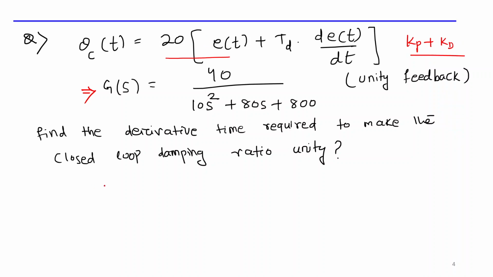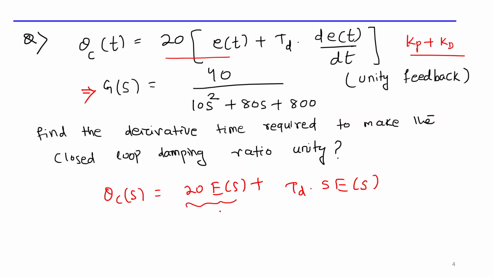If you take the Laplace transformation of this theta c of s, then you will get 20 E of s plus Td into s times E of s. Now you can clearly see that the first term is related to Kp and the second term is related to your derivative, s into Td. What is this Td? This Td is nothing but Kd by Kp. How it comes, I will show you now. So this is the derivative term, and this is theta c of s.